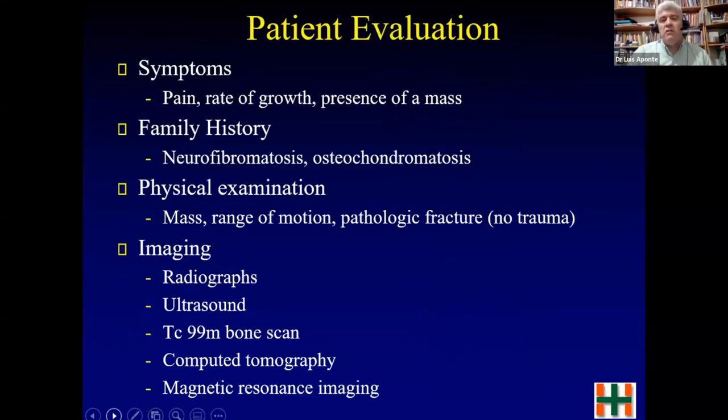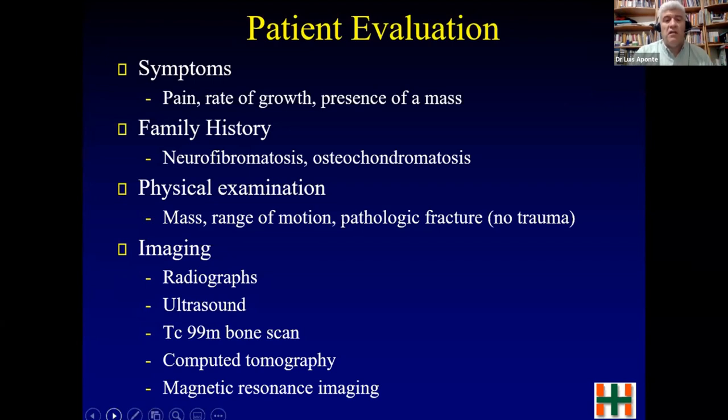So what is the patient evaluation? As usual, symptoms are very important. Pain is important. You can have night pain in the osteoid osteoma, osteoblastoma. The rate of growth could suggest a malignant tumor, but a tumor that grows and goes down and goes up could be a hemangioma. The presence of a mass and the family history of neurofibromatosis or osteochondromatosis are very important. Usually the physical examination shows a mass or the range of motion, and when you have a fracture, you have to ask the patient how it happened. Was it with no trauma? It's very common that in the emergency room they don't ask how the fracture happened. So it's very important to ask if he was sitting down and had the fracture, perhaps. You have to ask how the fracture occurred.